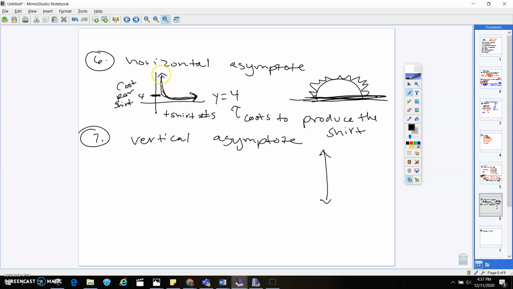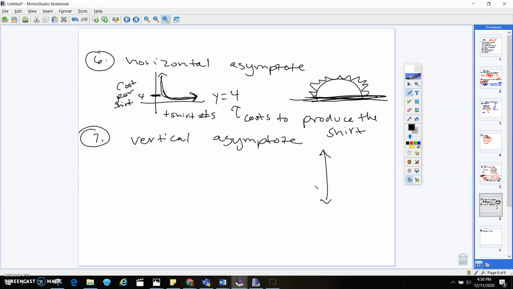Everything that's above $4 is just profit. If you sell them for $4, you're not going to make a profit though. You'll just cover the cost of the shirt. But if you charge like $8, you're making $4 worth of profit. Now, the vertical asymptote's a little different.